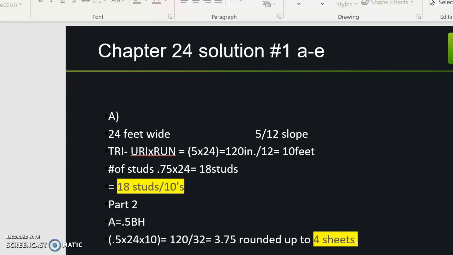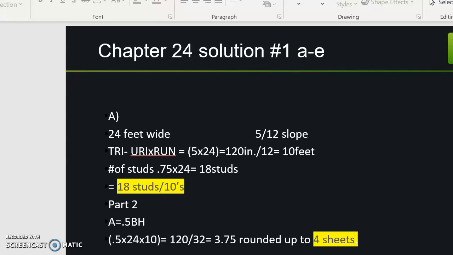Hello, this is my chapter 24 solution, 1, A through E. So A, the important measurements we must know. The width is what it gives us, 24 feet wide, and the slope, 5/12. We're going to try to solve the total rise.